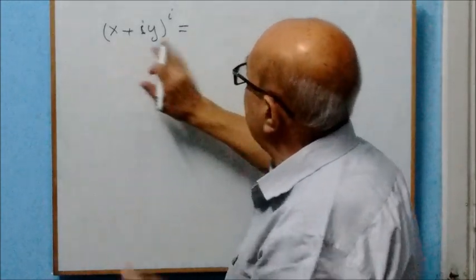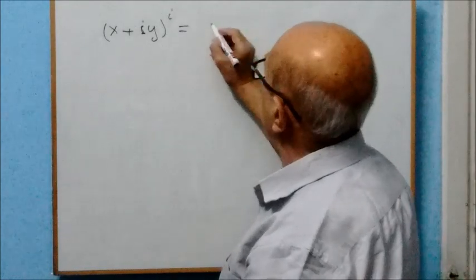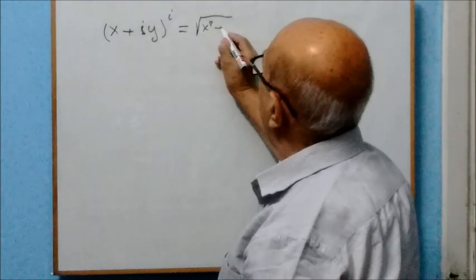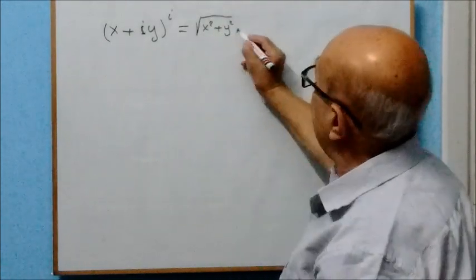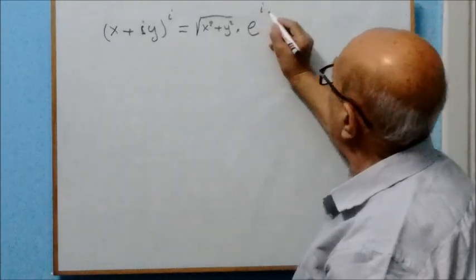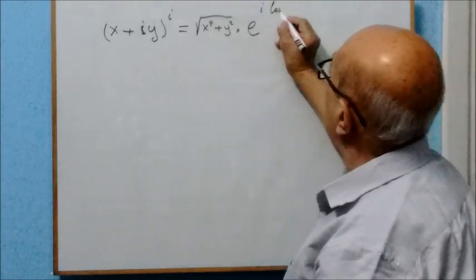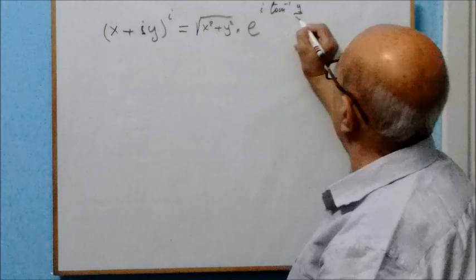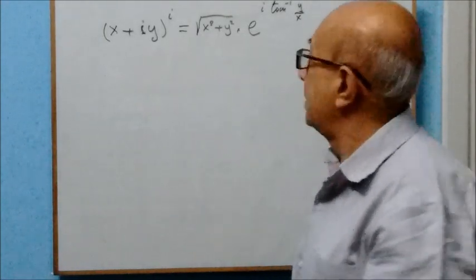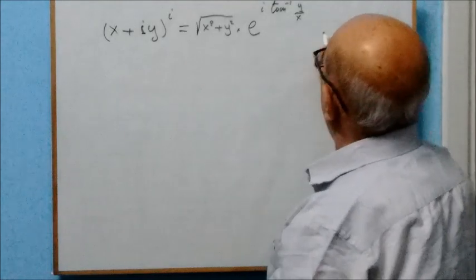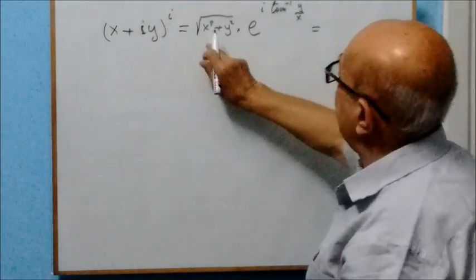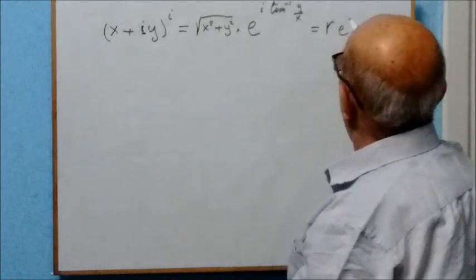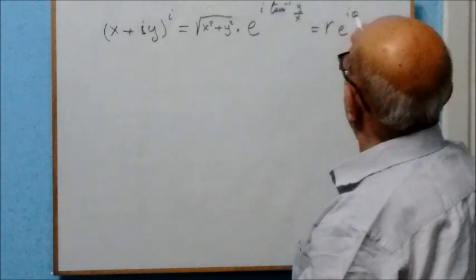Here we have x plus iy. We all know x plus iy equals the square root of x squared plus y squared times e to the power i theta, where theta equals tan inverse of y over x. Okay. Which is equal to, let's call the square root of x squared plus y squared r, r times e to the i theta.